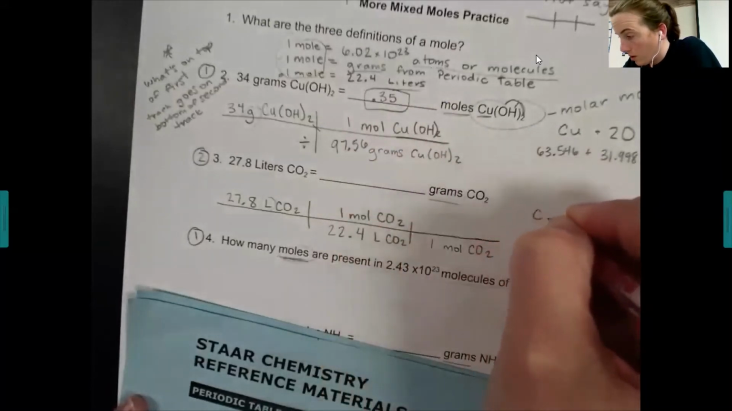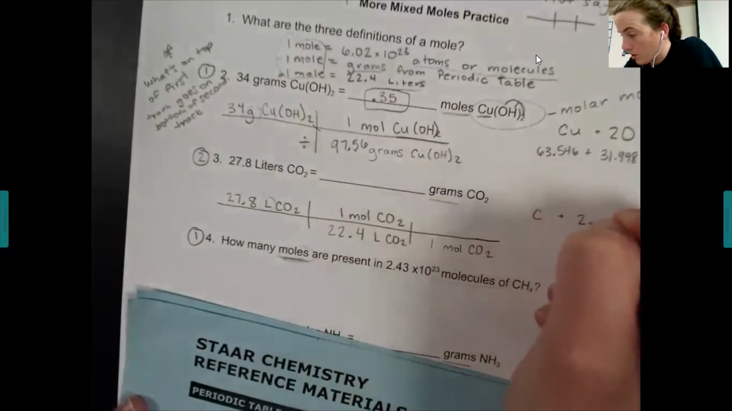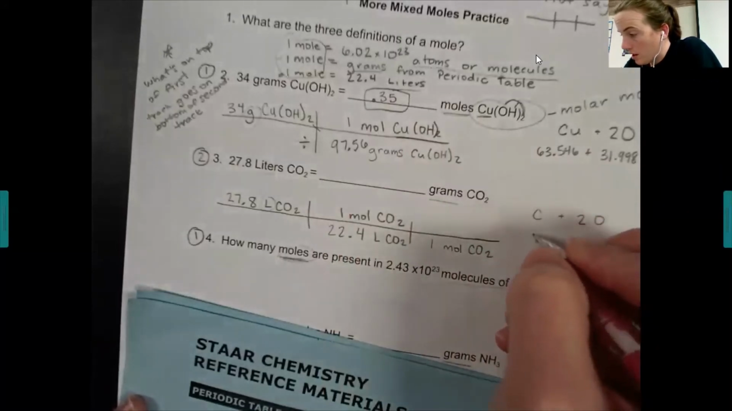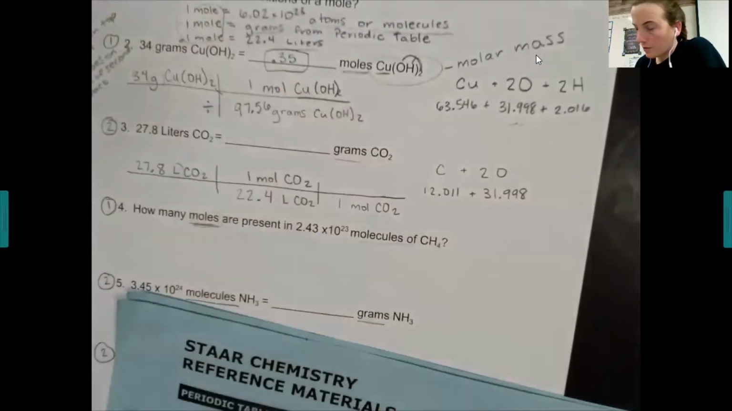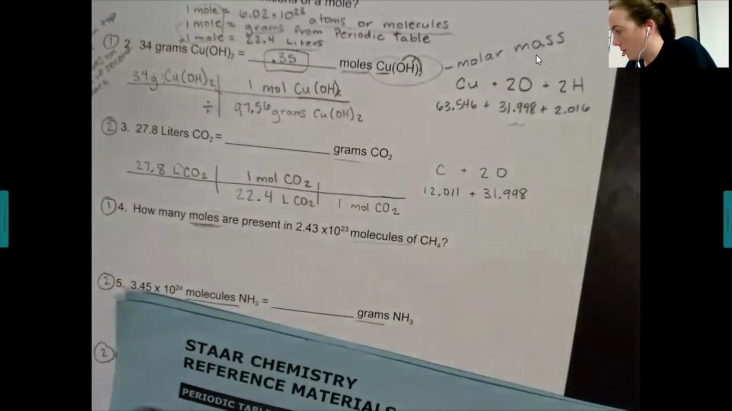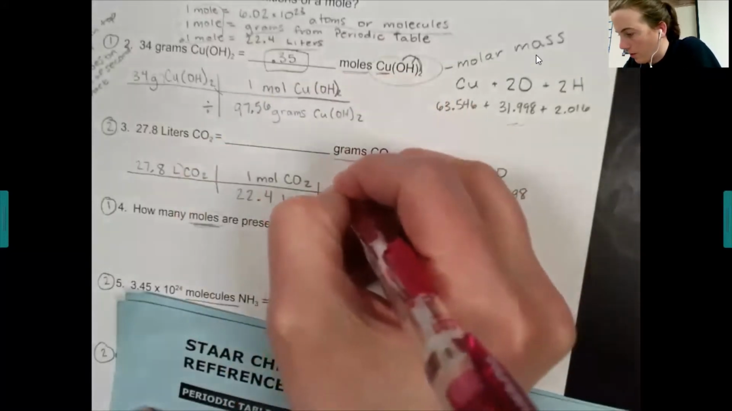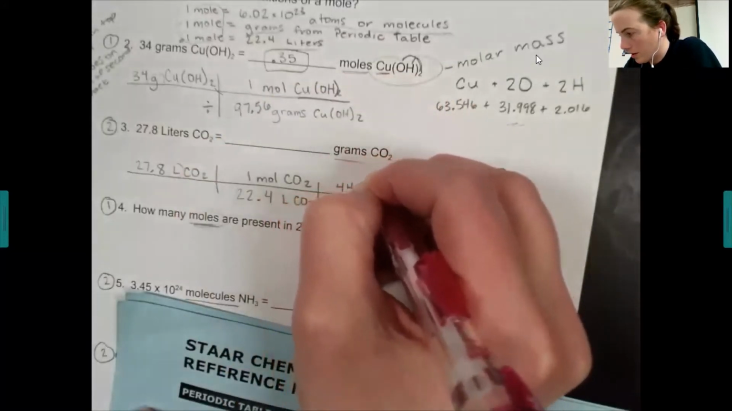So we're going to do 1 carbon plus 2 oxygens. Carbon on the periodic table is 12.011, plus we did 2 oxygens right here, 31.998. 12.011 plus 31.998, so this is going to be 44.009.